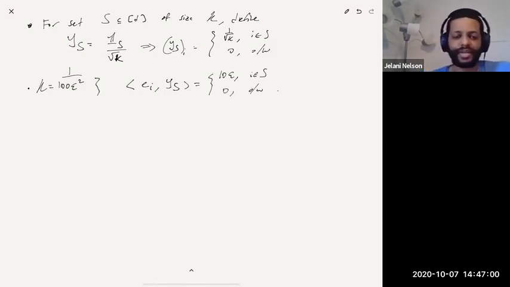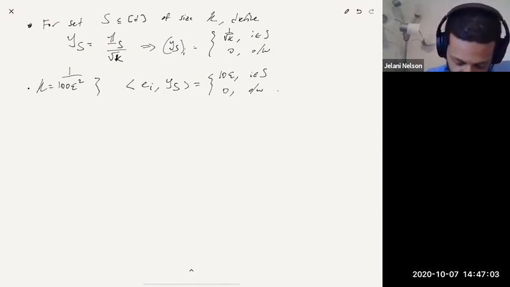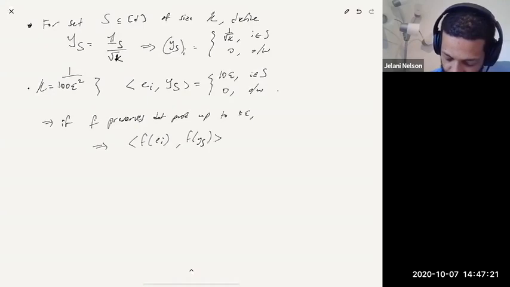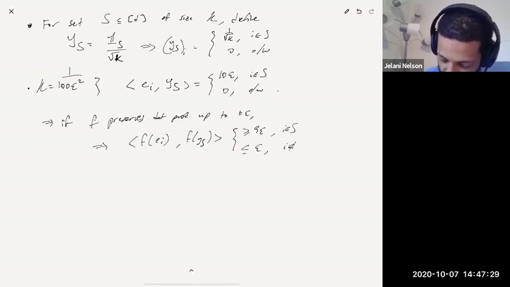Okay. So, if my F preserved dot products up to plus or minus epsilon, that would give me something like F of EI dotted with F of YS is either going to be at least 9 epsilon if I is in S, or at most epsilon if I is not in S. So there's still a gap.